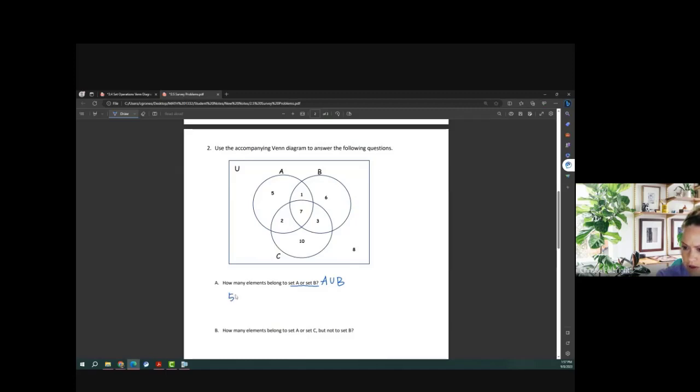So we have 5 plus 1 plus 2 plus 7 plus 6 plus 3. So A or B is everything that is inside of both of these sets. That's kind of sloppy, but all of these numbers, which gives us 24 elements.